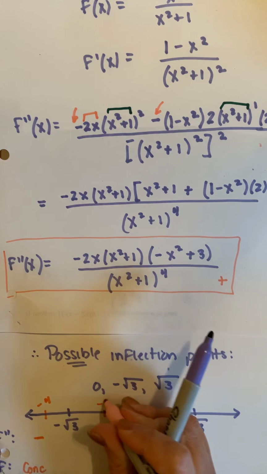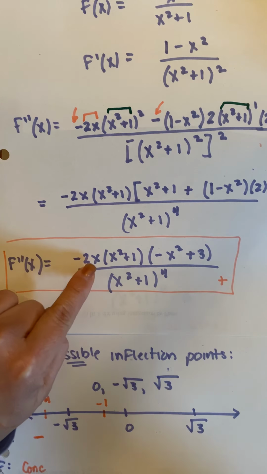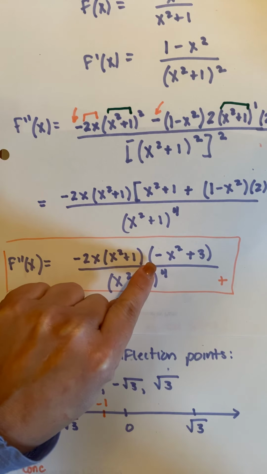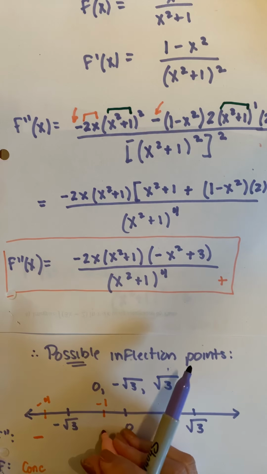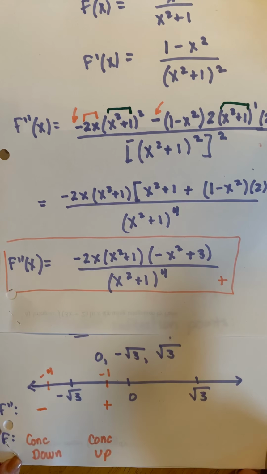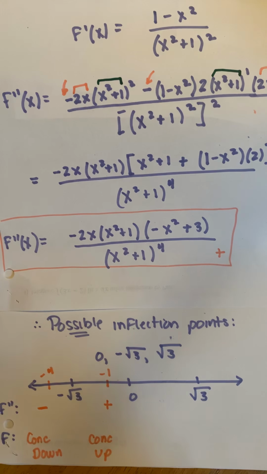Pick your favorite number between negative square root of 3 and 0. I'm going to say negative 1. I put negative 1 in here. I get negative 2 times negative 1. That's going to be positive 2. That term is positive. And negative 1 squared, it's going to be positive 2. So this is going to be positive. The original function is going to be concave up between negative square root of 3 and 0.